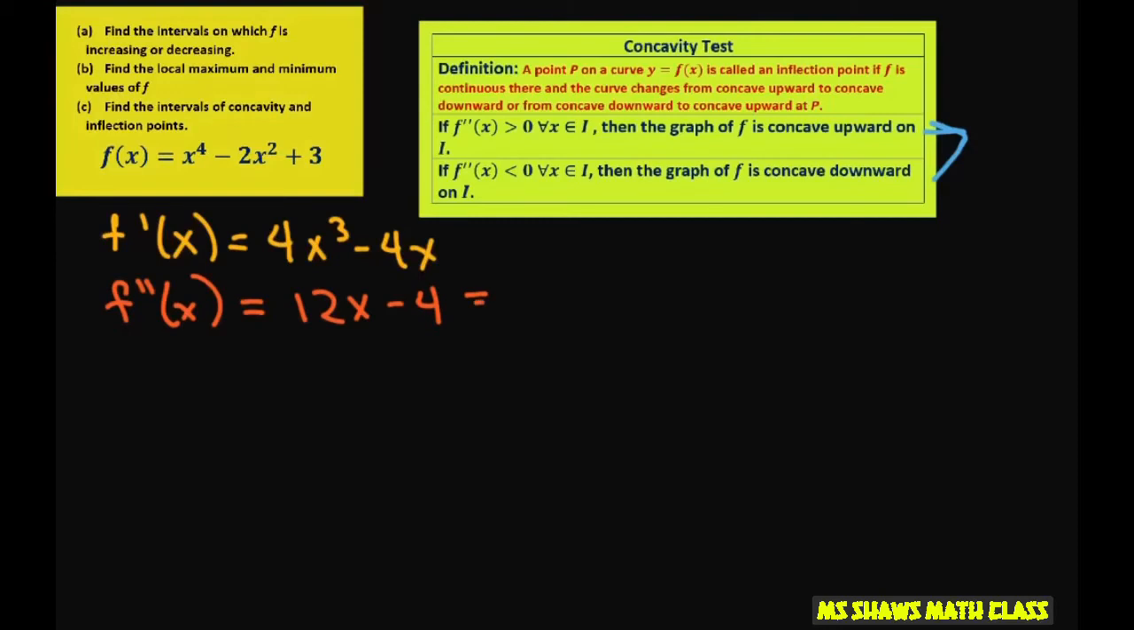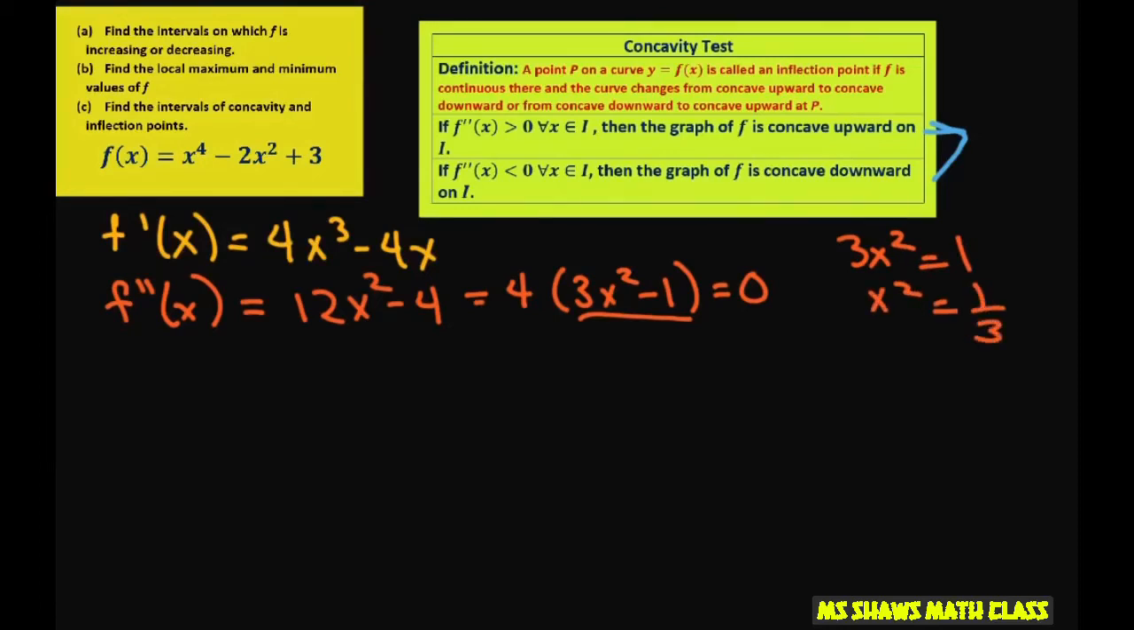And we factor that as 4 times (3x squared minus 1) equals 0. So set this to 0. You get 3x squared equals 1. x squared equals 1/3. So x equals plus or minus the square root of 1/3, which is 1 over square root of 3. So you have plus or minus 1 divided by square root of 3.